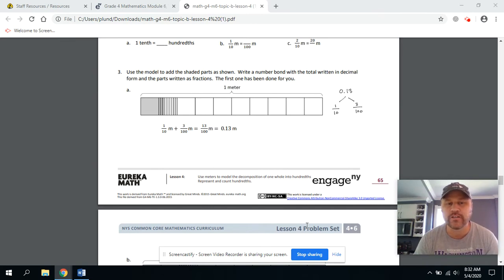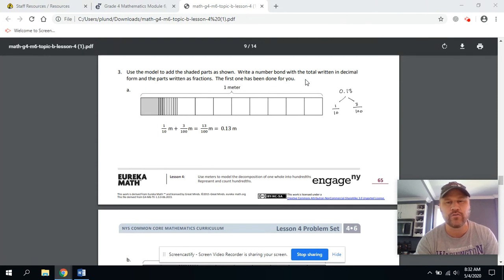We are doing lesson 4, second part of lesson 4. We did the problem set on Friday. Today we're doing the homework for a little more practice. So where we left off was number 3, use the model to add the shaded parts as shown, right? A number bond with the total written in decimal form and parts written as fractions.